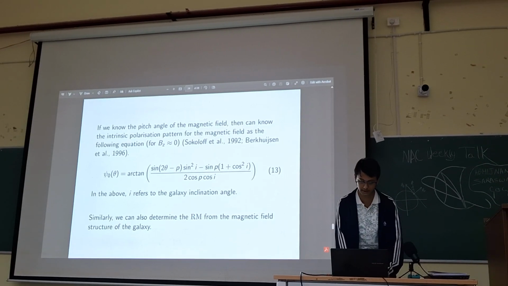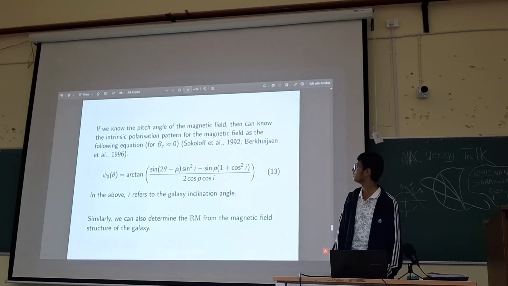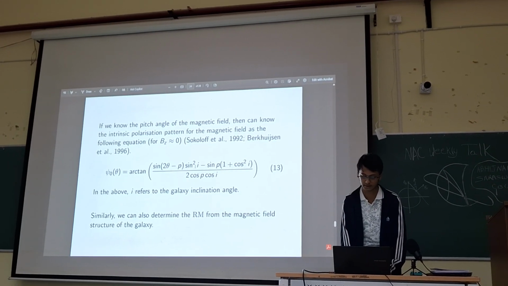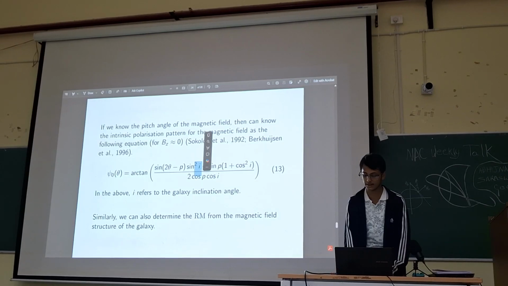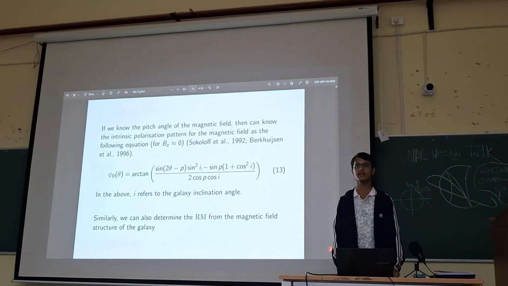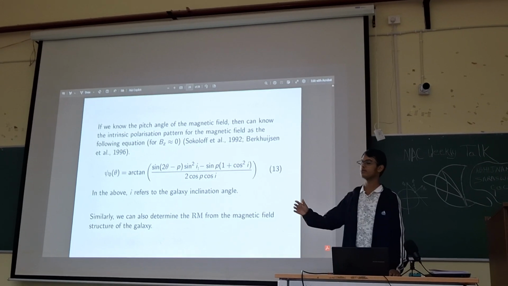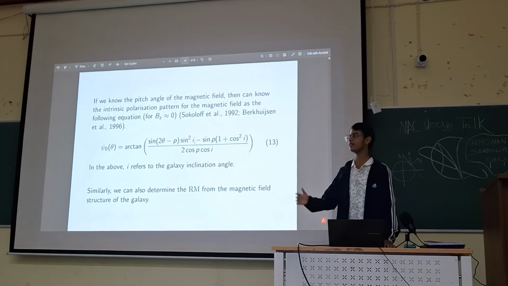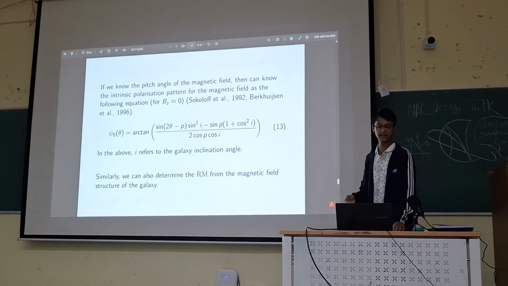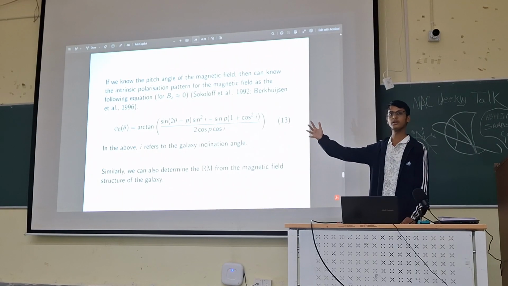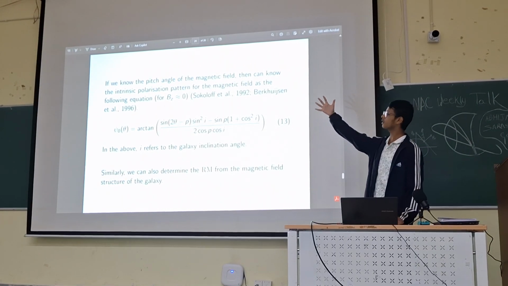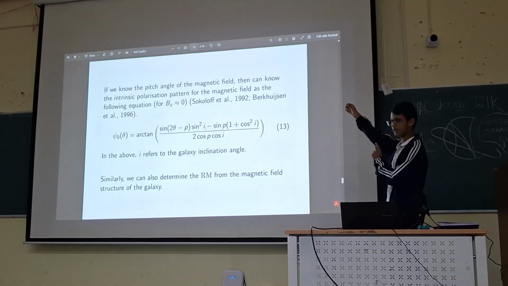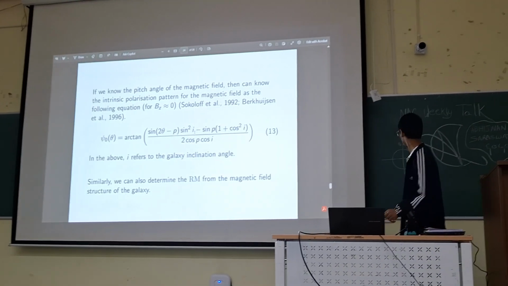This expression has a few variables. You can see that it depends on the pitch angle P, and it also depends on a parameter called the galaxy inclination angle I. So what is this galaxy inclination angle? So basically a spiral galaxy, okay, it's like a disk. Okay, so the disk can be, let's say when you look out into the sky. So let me show you here.